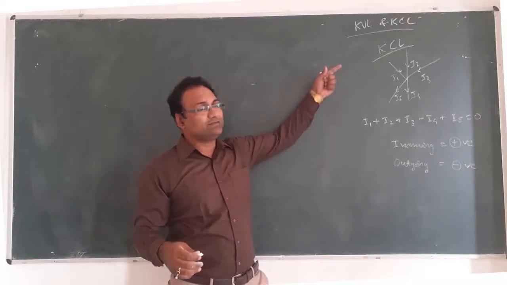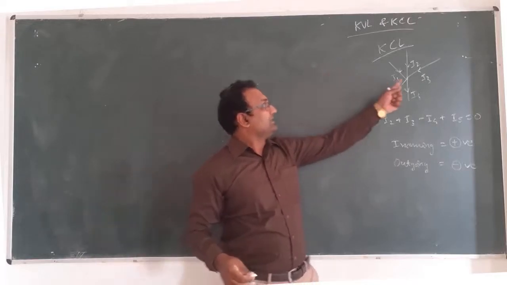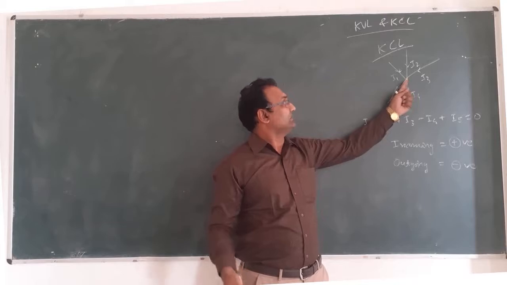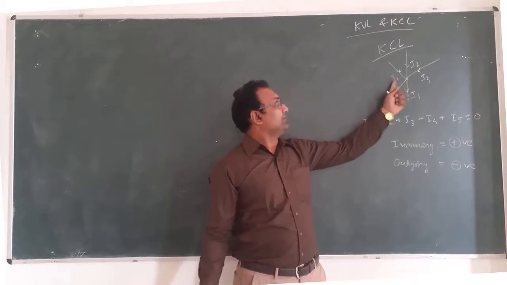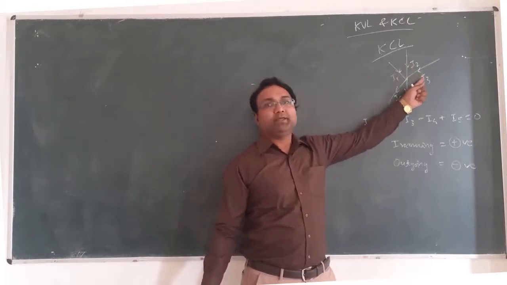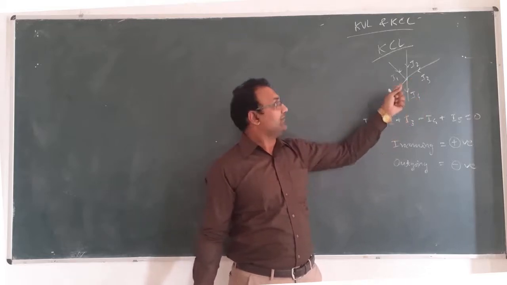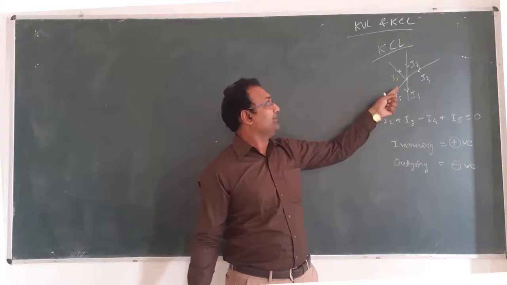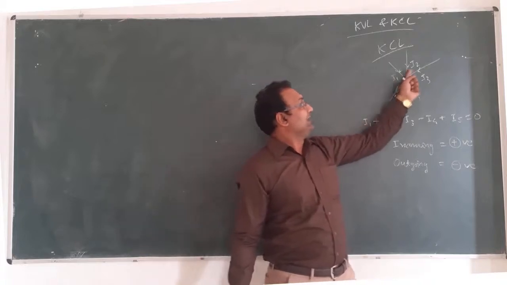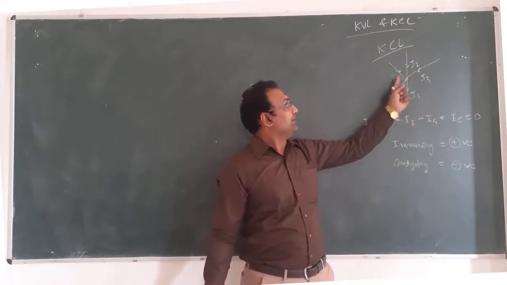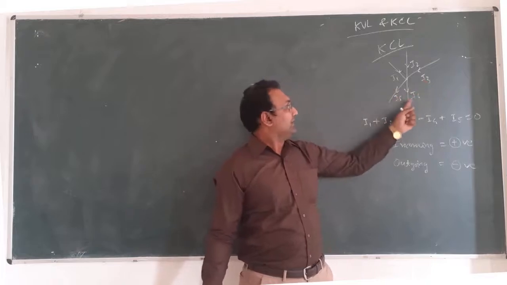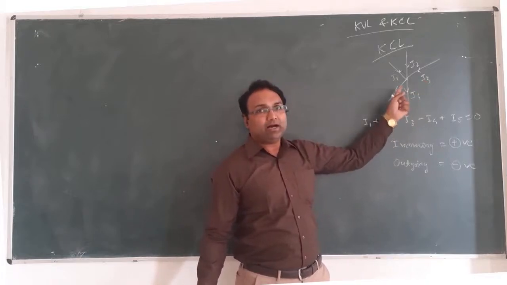The statement of this law is, at any junction point, the algebraic sum of the incoming currents will be equal to the algebraic sum of outgoing currents. That is, if you consider this particular diagram, then we can see that I1, I2 and I3 are the incoming currents, whereas I4 and I5 are the outgoing currents.